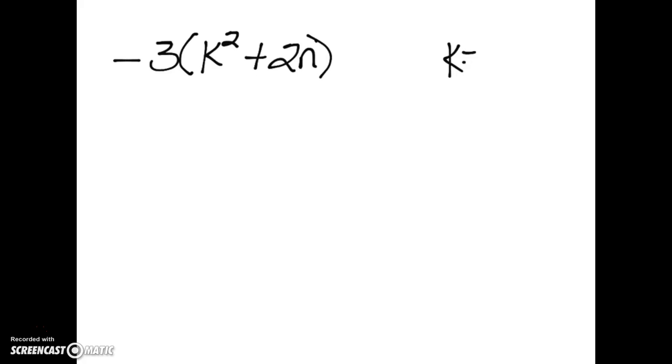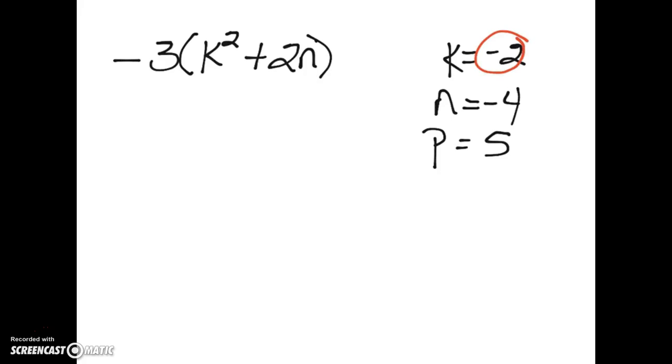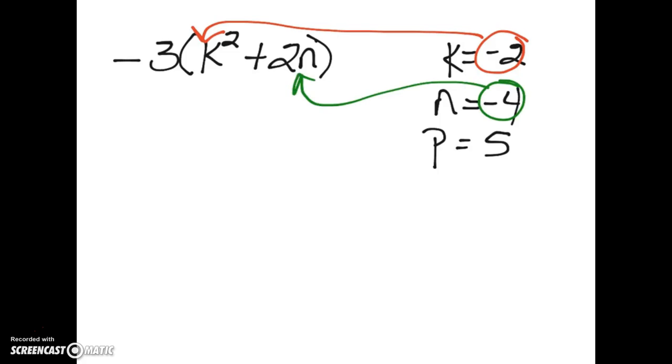For this example, we have negative 3 times (k squared plus 2n). They also tell us, as part of the instructions, that k is equal to negative 2, n is equal to negative 4, and p is equal to 5. So again, we're plugging information in. In place of k, we're going to be plugging in -2. In place of n, we're going to be plugging in -4.